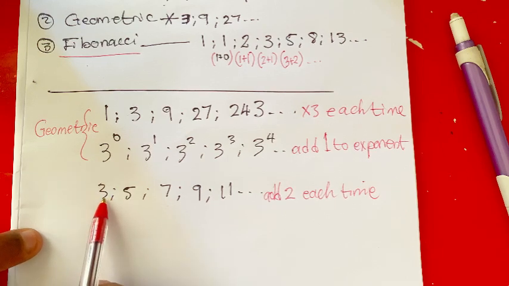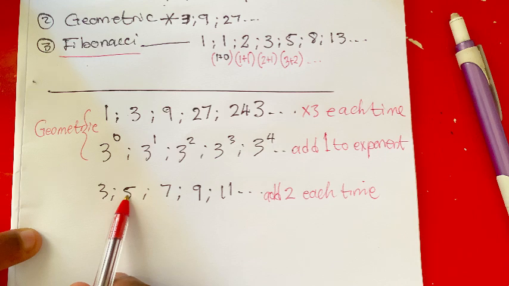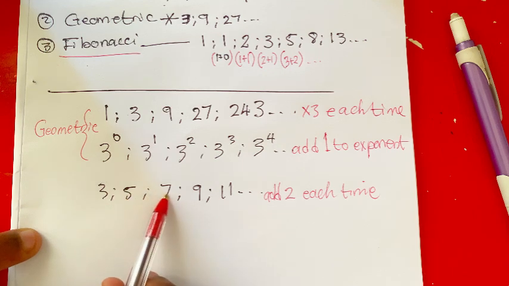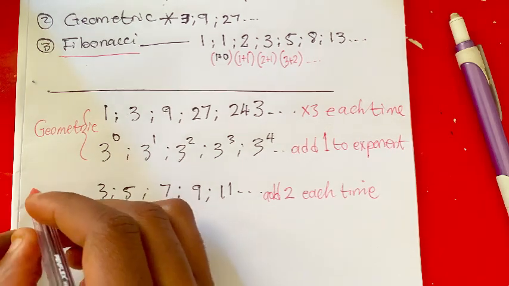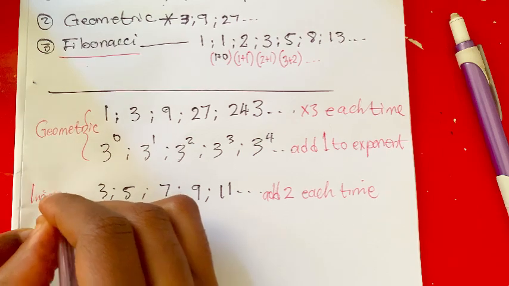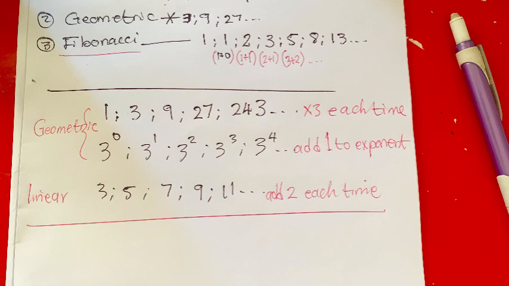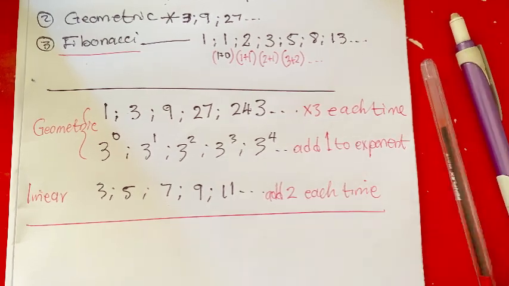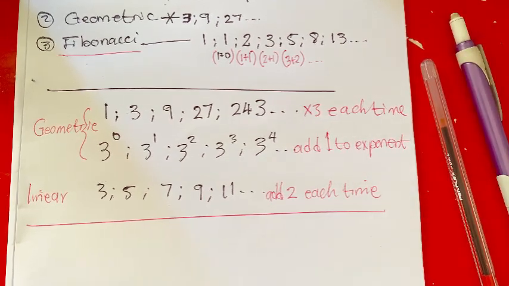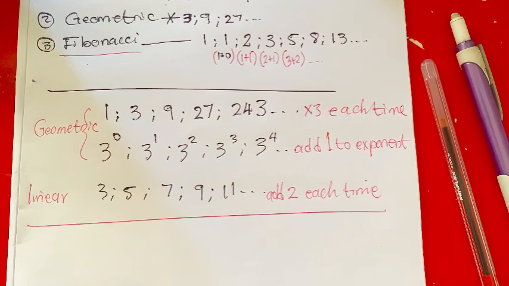You add 2 to each number. 3 plus 2, 5. 5 plus 2, 7. 7 plus 2, 9. So this is now a linear sequence. We have identified the difference between linear sequences, geometric sequences, and other sequences such as the Fibonacci. But in this lecture, we will focus only on linear sequences. These are suitable for grade 10. This is the only one you focus on.